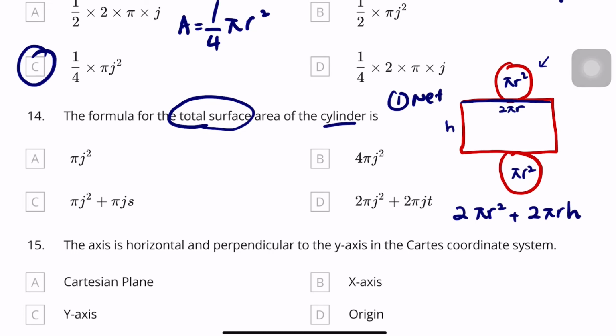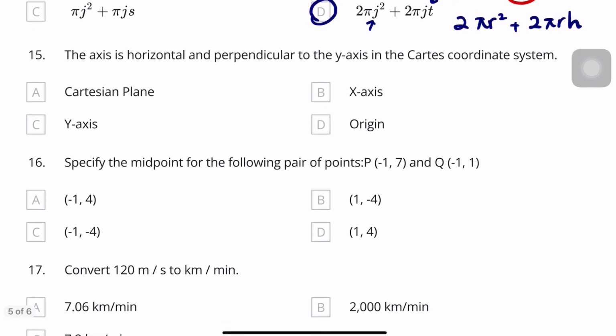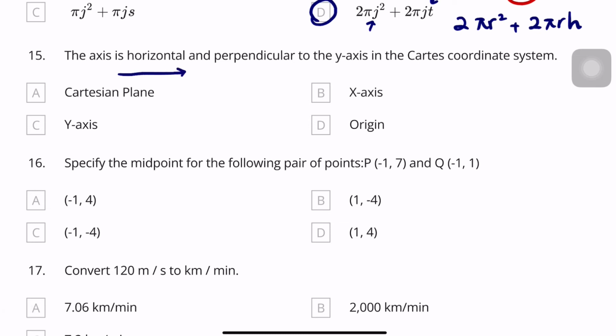Okay, so if you look at the answer options, we know that the answer is D. J is jejari in Malay, T is height, tinggi in Malay. Okay, next, number 15. The axis is horizontal, so this is horizontal and perpendicular to the y-axis. Sorry, this is y, so this thing is actually the x-axis.